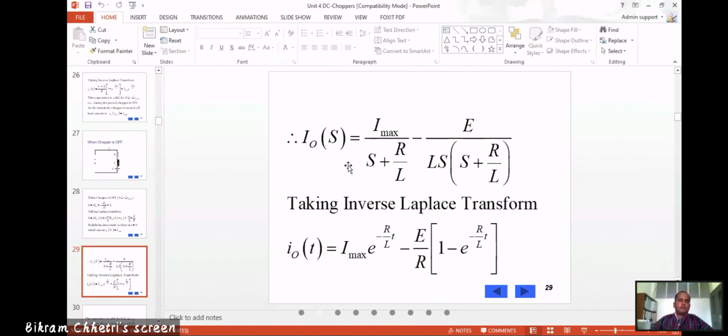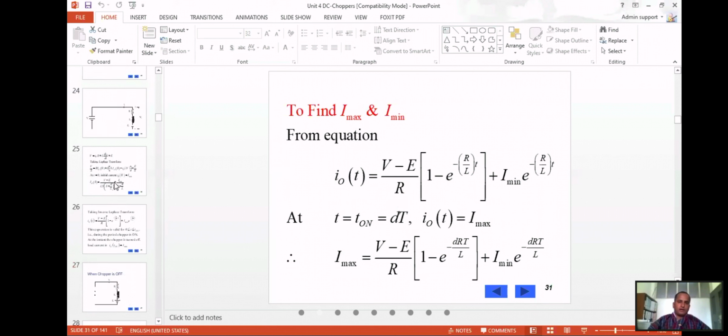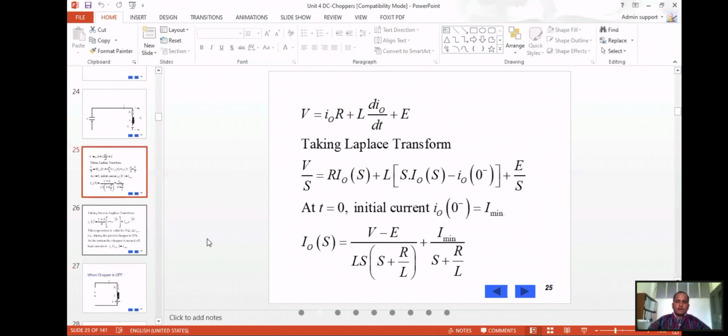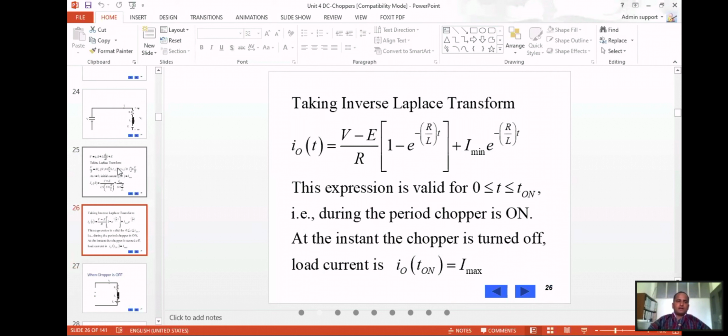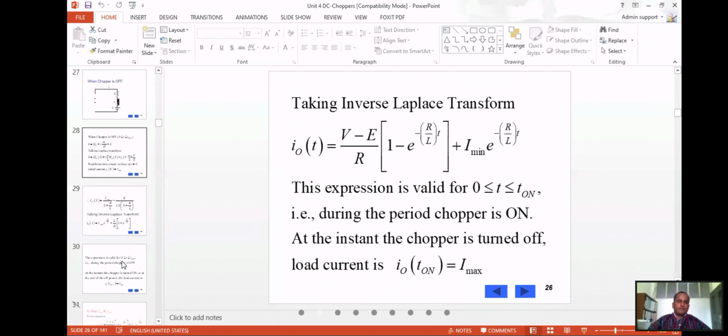To find the maximum current, we have seen this equation, which we already got in the previous equations, when you need to find I max or I min. These equations we have taken from the previous ones, when the chopper is on and off. So this is when the chopper is on. The minimum current we got from this, I naught equals V minus E divided by R. Taking the same equation here.